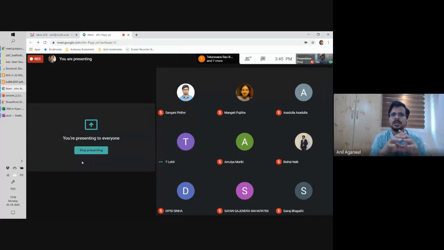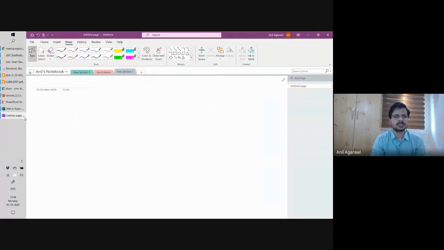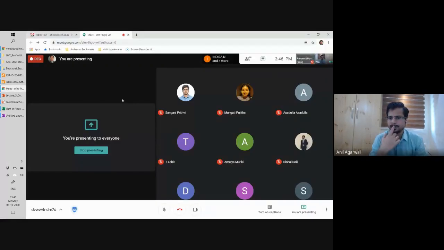Mostly these things are developed in a factory. The entire roof truss is built in a factory, and a lot of continuous welds are required. Maybe I can try and draw it again. Maybe this discussion may take a few extra minutes. Did somebody have any other questions?